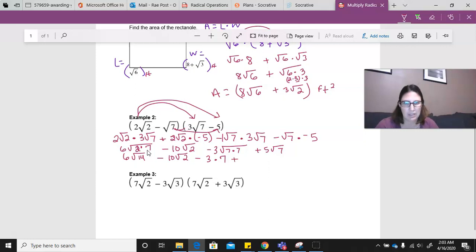And then plus 5 times the square root of 7 over here. I'm just going to write that out a little bit neater. So 6 times the square root of 14 minus 10 times the square root of 2 minus 21 plus 5 times the square root of 7. And if you could combine anything, you would want to go ahead and do that, but I don't see anything that you could.